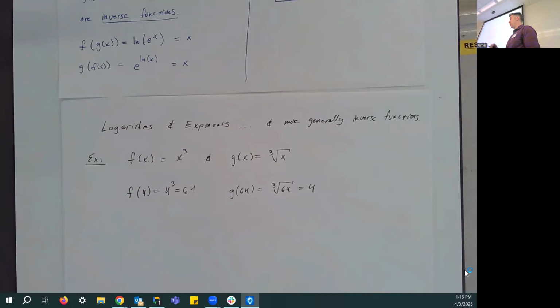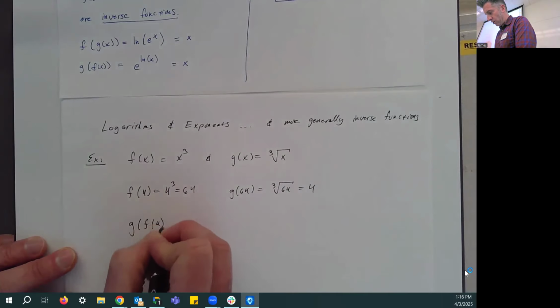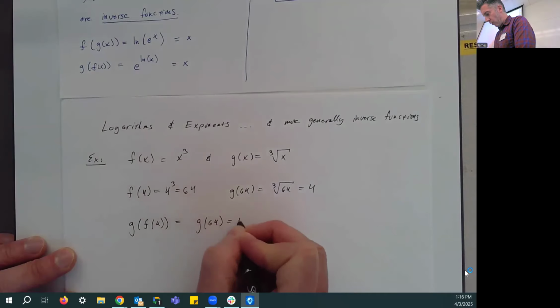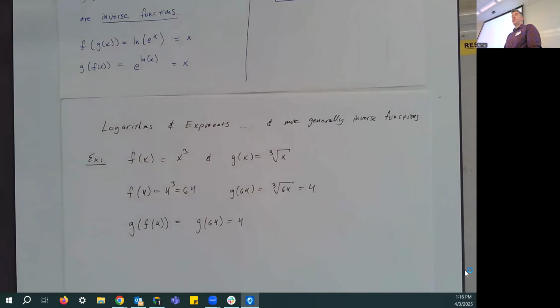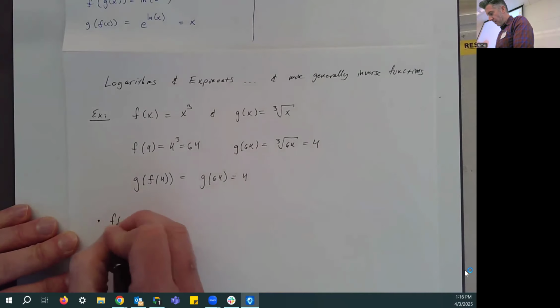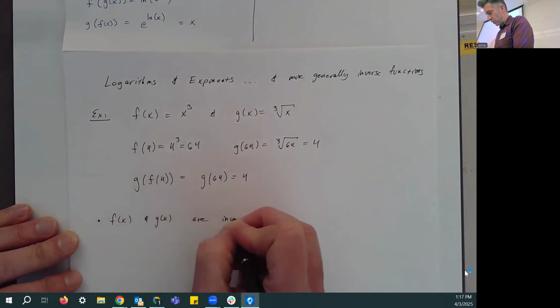So if we apply these both consecutively, if you were to look at, say, g of f of 4, you would get g of 64, which is 4. So literally, you end up back where you started if you apply both the function and its inverse to whatever the input is. So what we say here is that f of x and g of x are inverse functions.